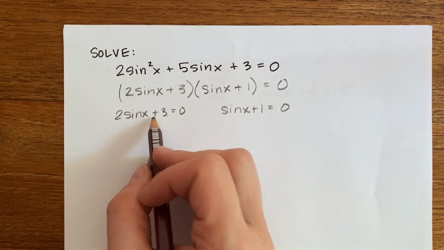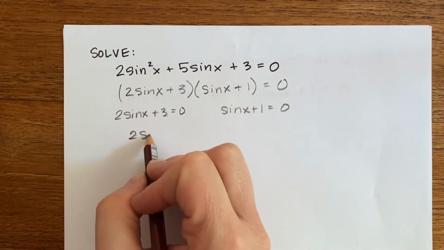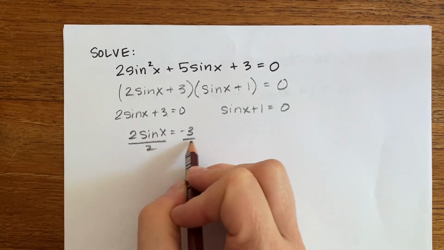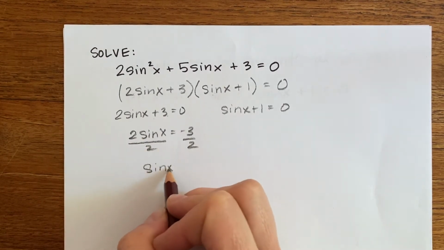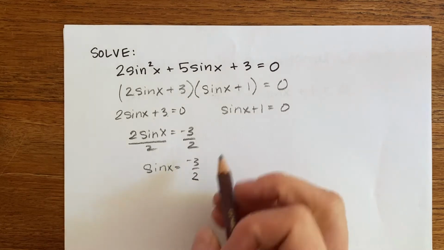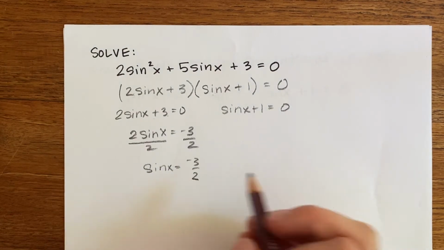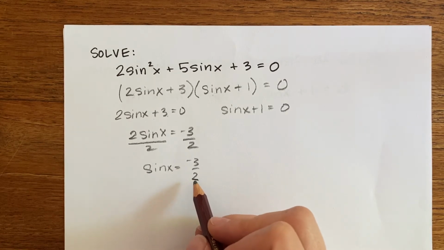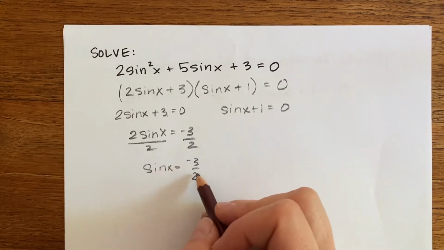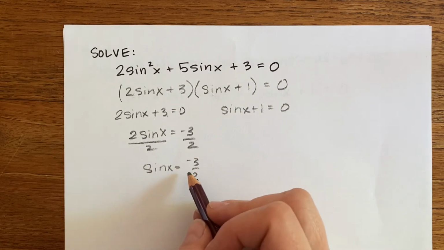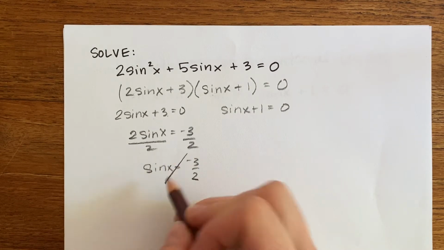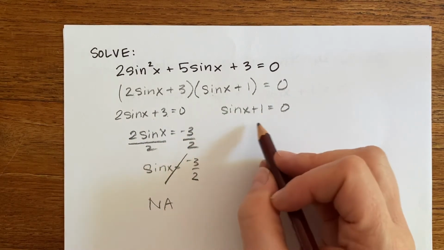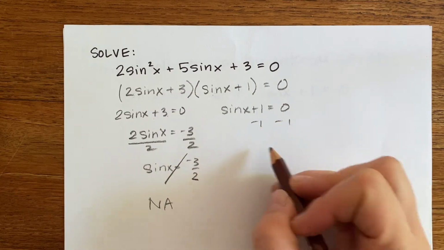So in this case, I'm going to subtract 3. I get 2 times the sine of x equals negative 3. Divide both sides by 2. Sine of x equals negative 3 over 2. And now, wait a minute. This is not in our range of values for sine of x. So, right, sine of x has to be between negative 1 and 1 inclusive, so this does not work. So let's ignore that. Nope. Now here, if we go here, we'll subtract 1 from both sides.